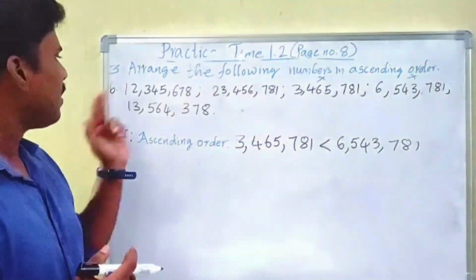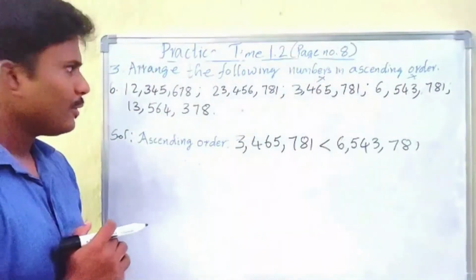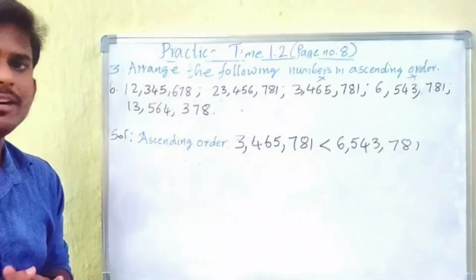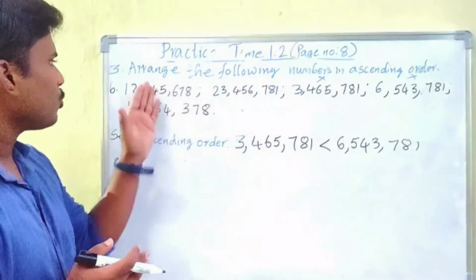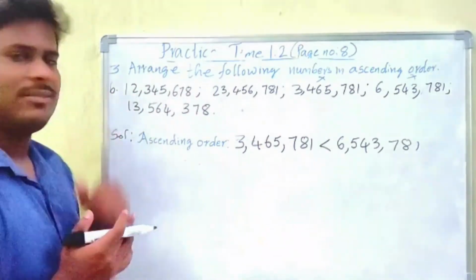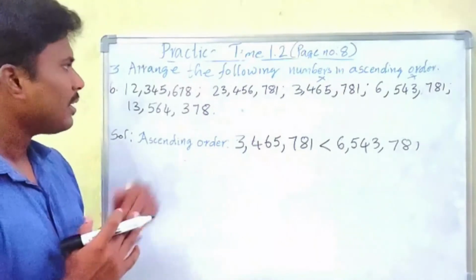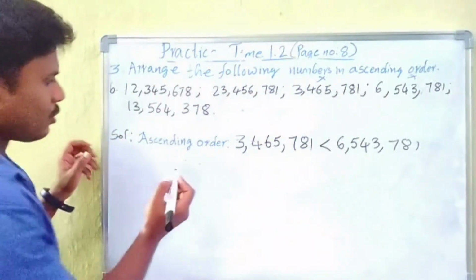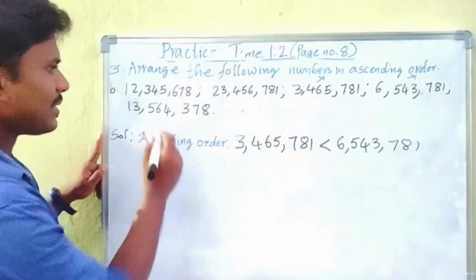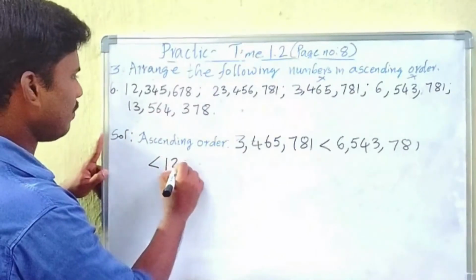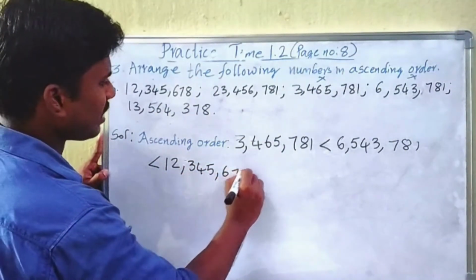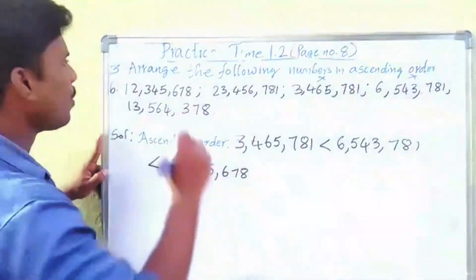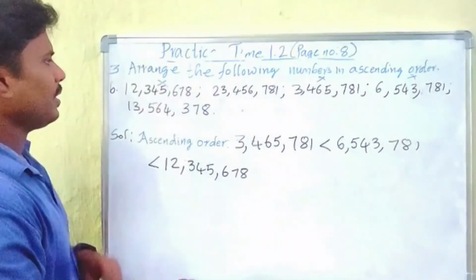23 million, 12 million, 13 million. Out of these 3, which number is smaller in the millions period? 23, 12 and 13. So 12 is the lesser number if we compare. So I am writing the lesser number here. Is less than 12,345,678. So cross out the number.